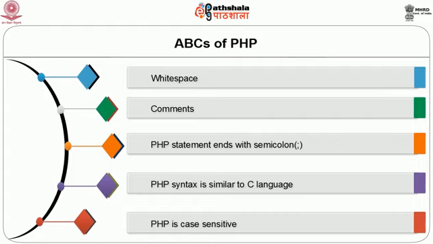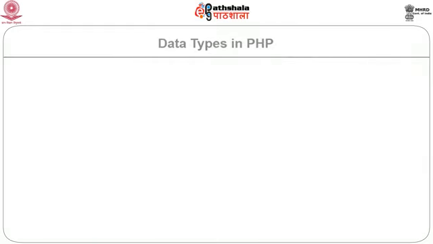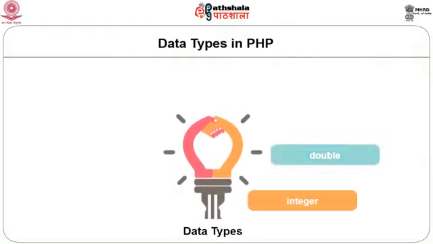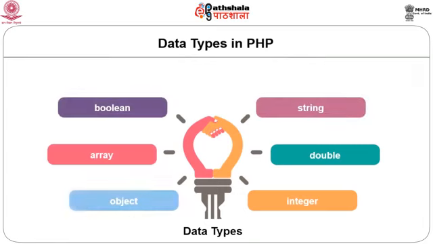And PHP is case sensitive. That means if you define anything in PHP or you write code, you have to follow the syntax. It is not like HTML where case is not important. So when you write code, you have to remember the data types supported in PHP are integer, double, string, boolean, array, and object. Integer data type stores whole numbers.